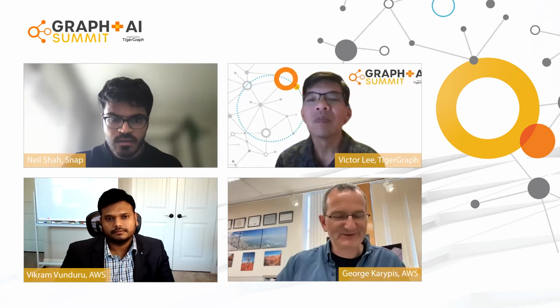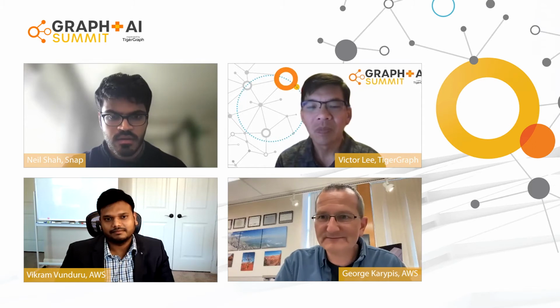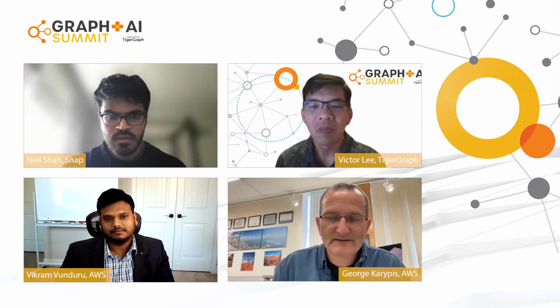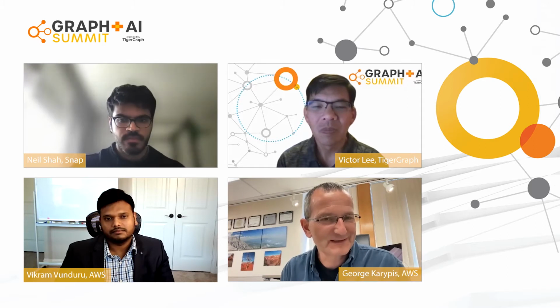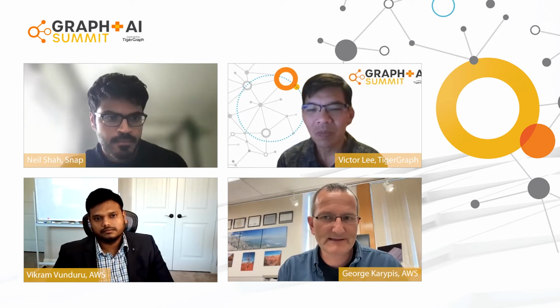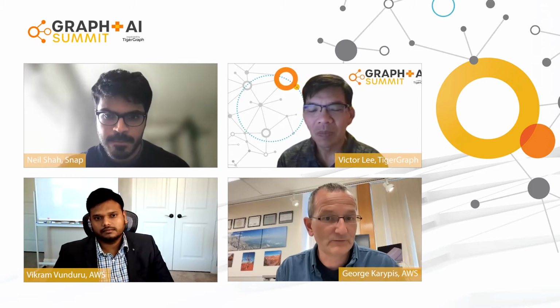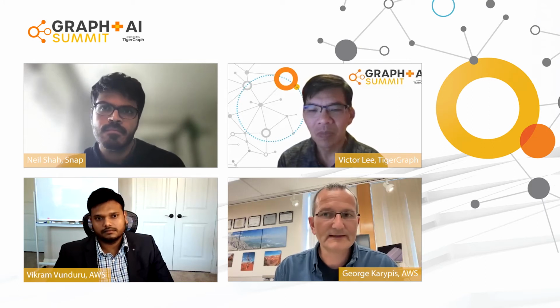Sure, I'll be happy to. So DGL started close to 4 years ago now. This is an effort that started at AWS lab in Shanghai, and it's a framework for developing and training graph neural network models. So that was what prompted us to start that effort.